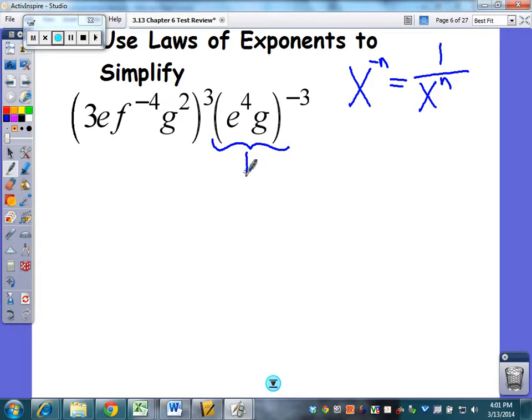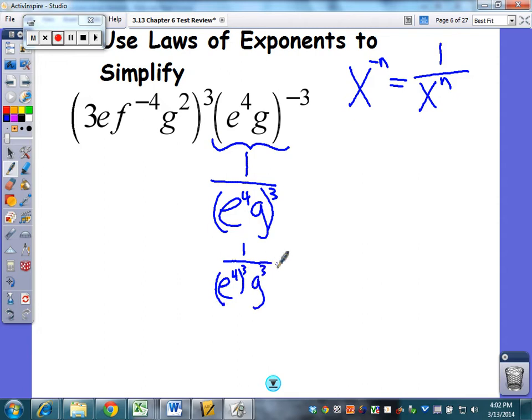So then this is going to be the same as 1 over e to the 4th g raised to the positive 3rd power. Now again, this power gets distributed. So now we have 1 over e to the 4th, which is raised to the 3rd, and we have g to the 3rd. Again, further using our exponential properties, now we have 1 over e to the 12th, g to the 3rd. Okay? That takes care of this part.